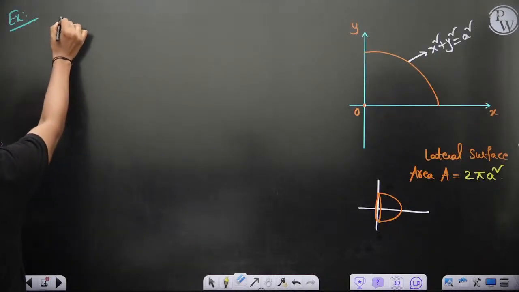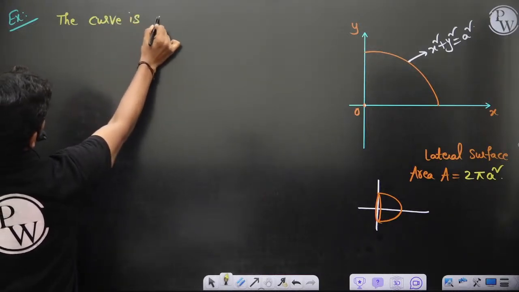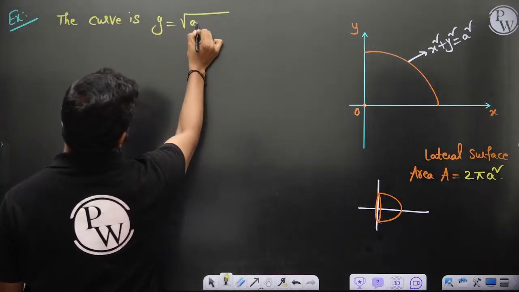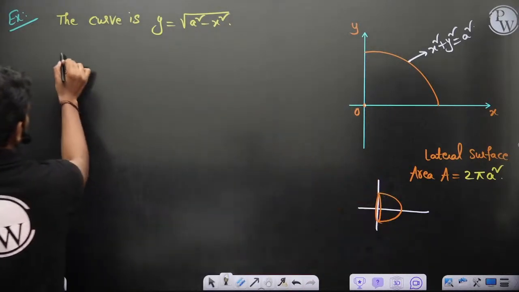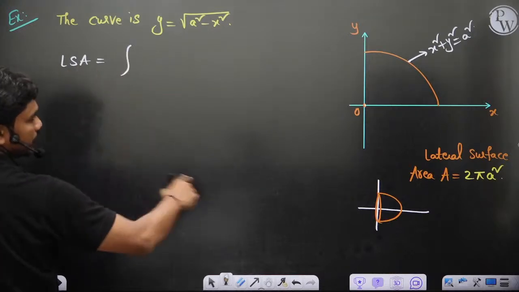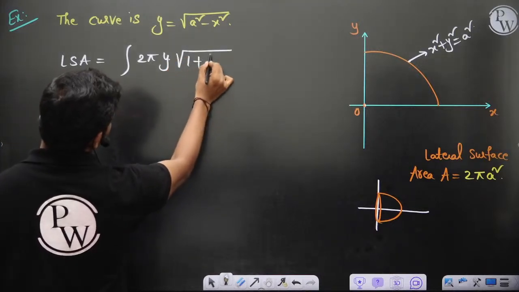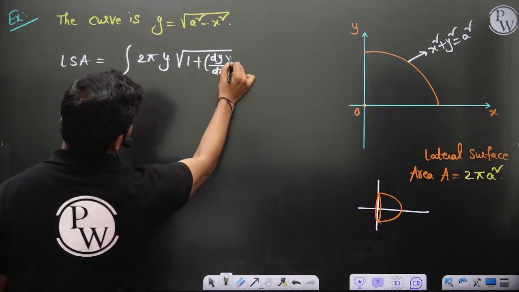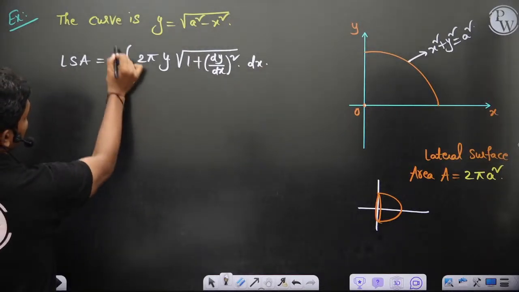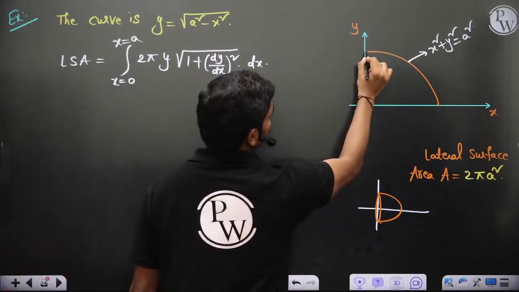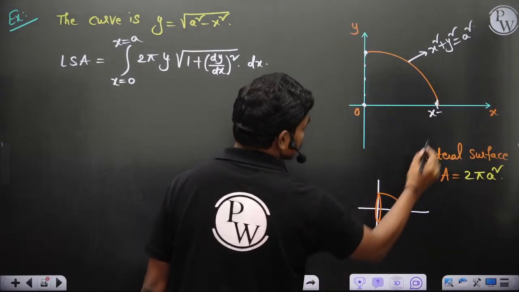So the curve is y is equal to root of a square minus x square, of course. Because y is positive in that range, the lateral surface area, normally LSA is lateral surface area, is the integral of 2 pi y times root of 1 plus dy by dx whole square dx, of course. Between the limits x is equal to 0 to x is equal to a, because this curve is starting at this point here at x is equal to 0, and this is clearly x is equal to a, of course.